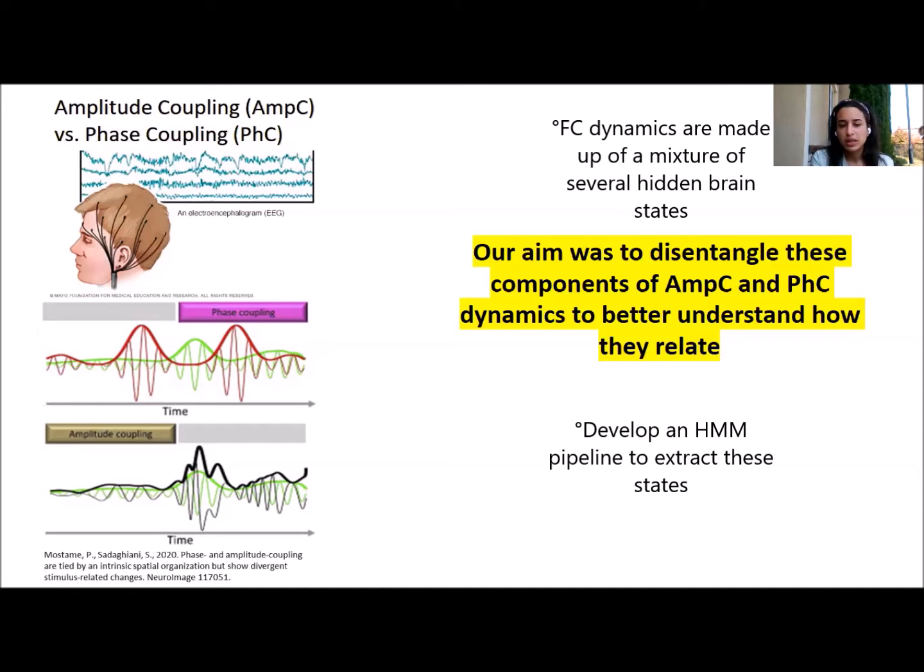So our aim was to disentangle these components, these states, of amplitude coupling and phase coupling dynamics to better understand how they relate. To do this, I developed a pipeline in MATLAB for extracting brain states from functional connectivity dynamics data. This was done through the hidden Markov model method.